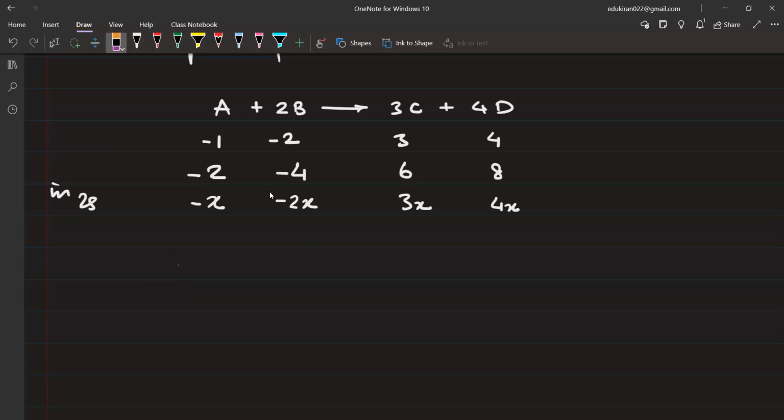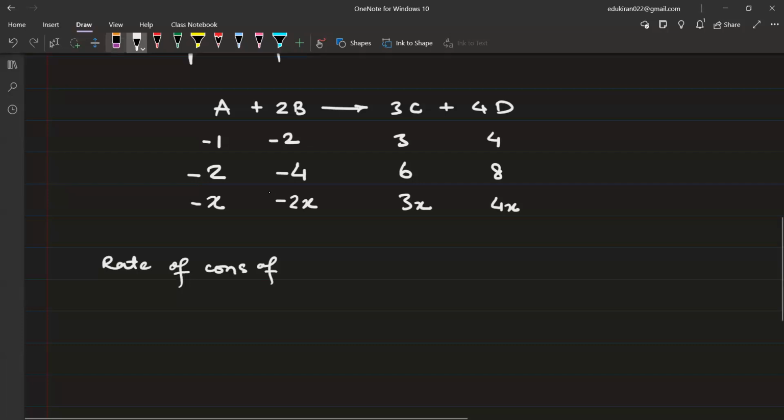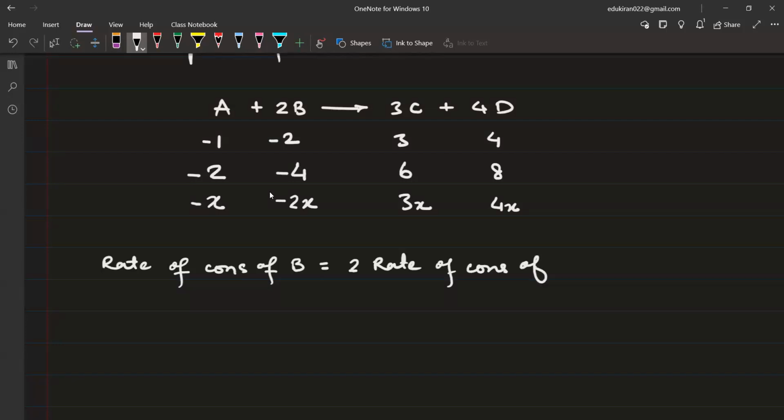Can all of you see that? Yes or no? Please tell me. अब ध्यान सुनिएगा जरा. Rate of consumption of B is equal to twice the rate of consumption of A. Can you see that? Yes or no? Please tell me. हाँ या ना बताएं. Yes, sir. ठीक है, सही है, कोई दिक्कत तो नहीं.